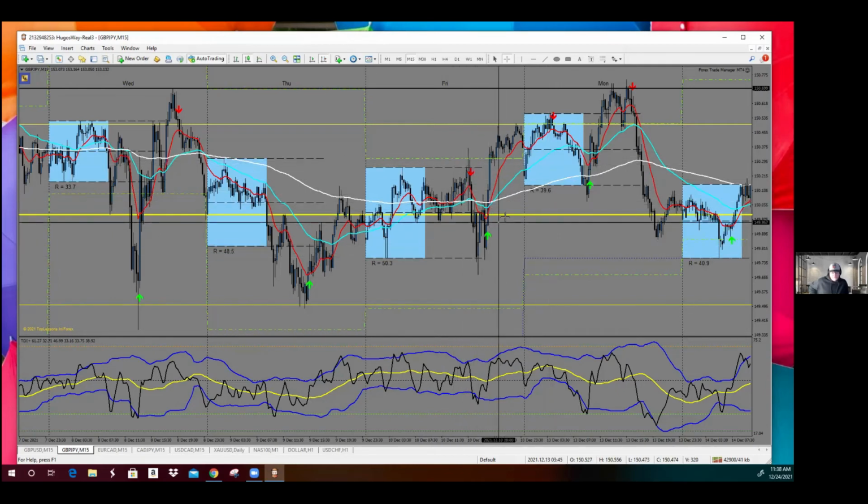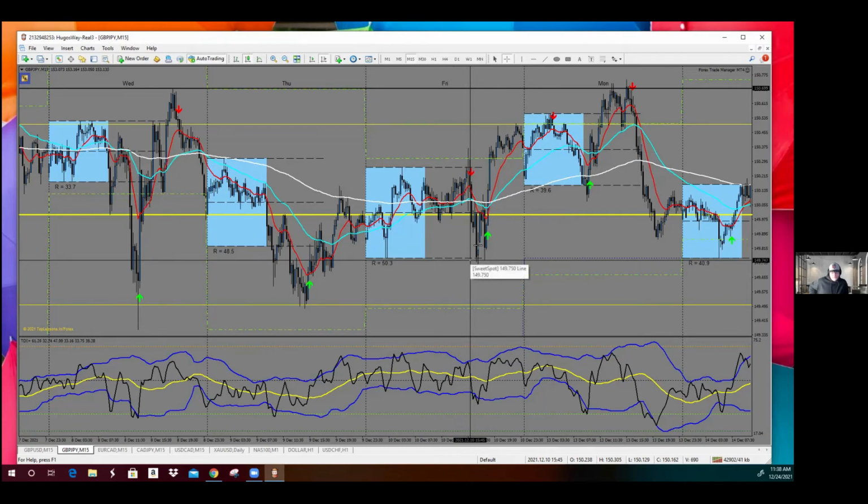Do you see how the level was here at 150.00? Do you see how it went all the way 25 pips, right? All the way to 149.75. Easy.